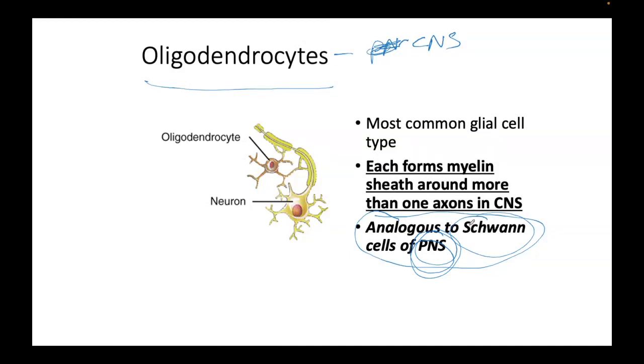So oligodendrocytes and Schwann cells both produce myelin. It's just where they myelinate. Oligodendrocytes myelinate the brain and the spinal cord, and the Schwann cells myelinate everything else, all the other neurons outside of the brain and outside of the spinal cord.